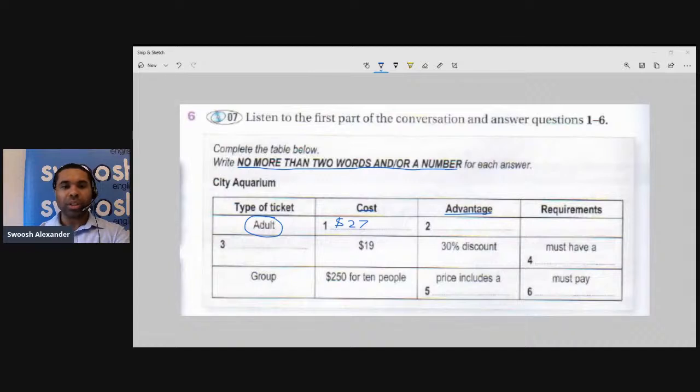Okay, so we should have the answer to number 2 now. Share it in the chat if you've got it. But it was paraphrased. She said the good thing about this ticket is no booking required. So we can put that here. Remember that we can only have 2 words. So just no booking would be the advantage here. So remember, paraphrase was the good thing, and she went on to state no booking.